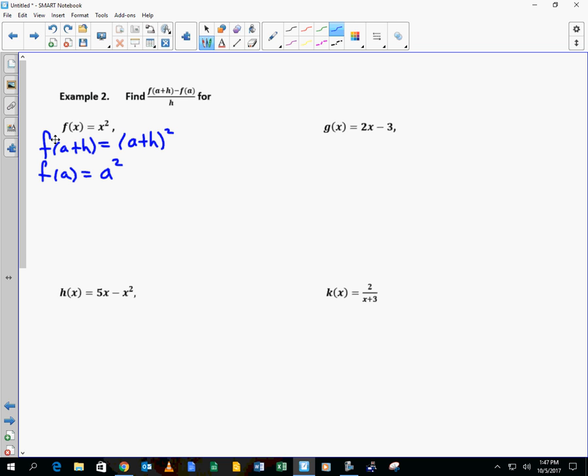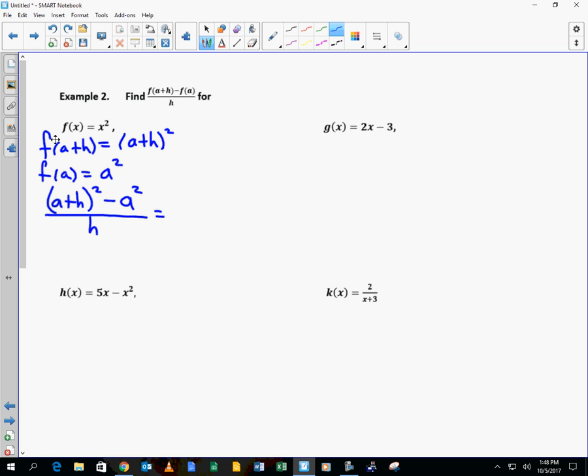So now I'm going to write out the rule that I'm trying to simplify. It says f of a plus h, which is a plus h squared, minus what? A squared, all over h. Now, what's interesting about this, and we don't really know why, you guys were practicing this to really help you in the future, okay? We want to be able to simplify this, and what's always going to happen is this. The h on the bottom will always disappear. Always. Every single time. Watch.